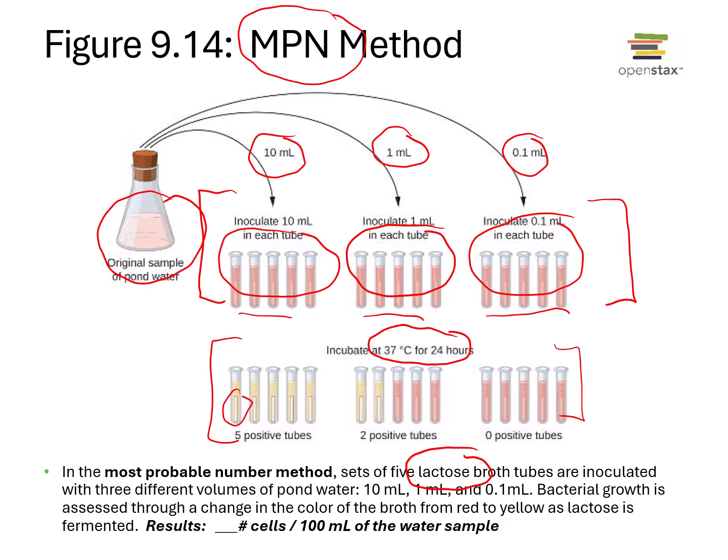Then we compare these results with a table that is constructed using a probability model of the sampling procedure. And based on our reading the table, we'll be able to conclude how many bacteria we most likely have per 100 milliliter of the water sample.